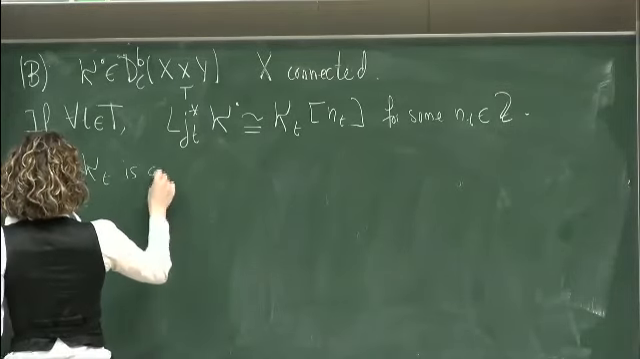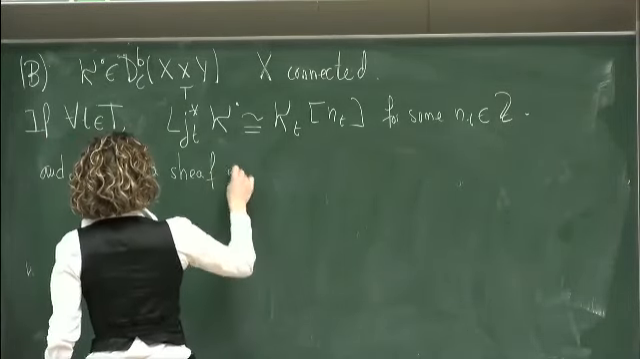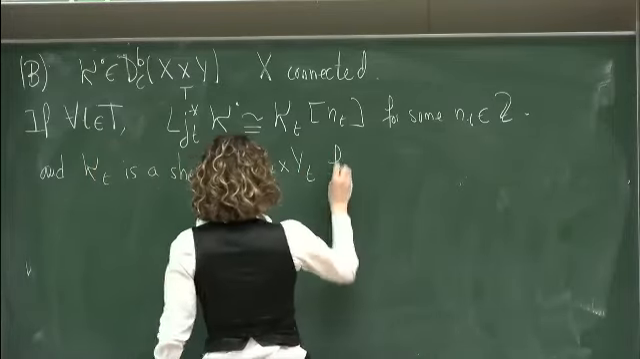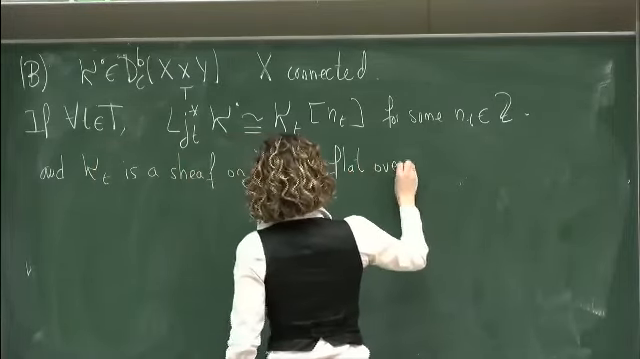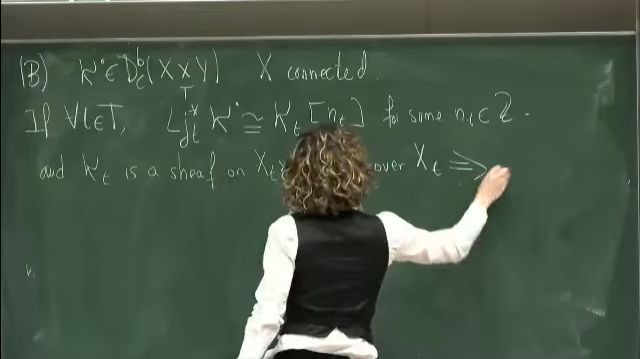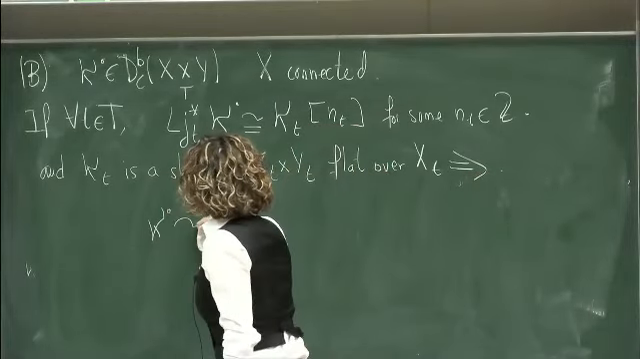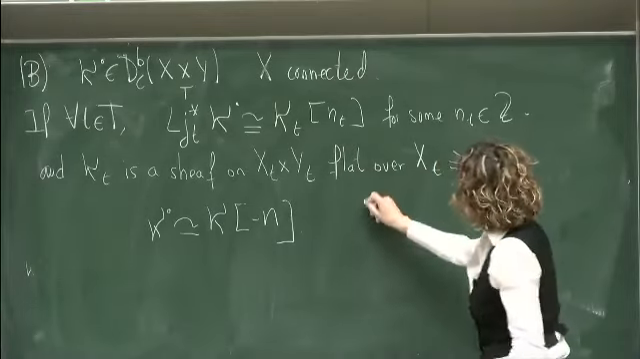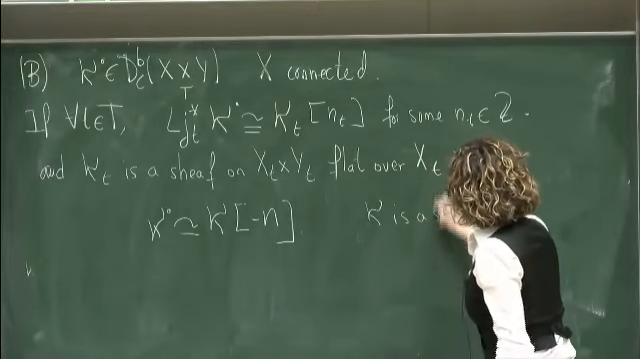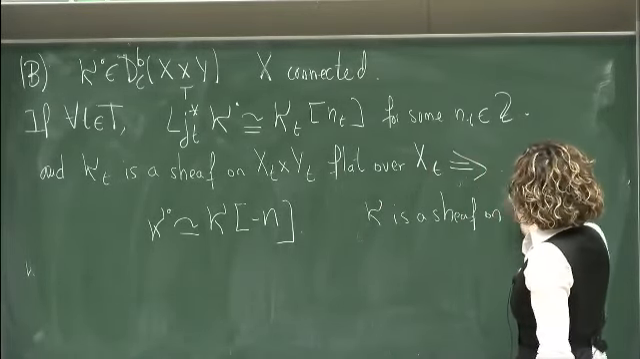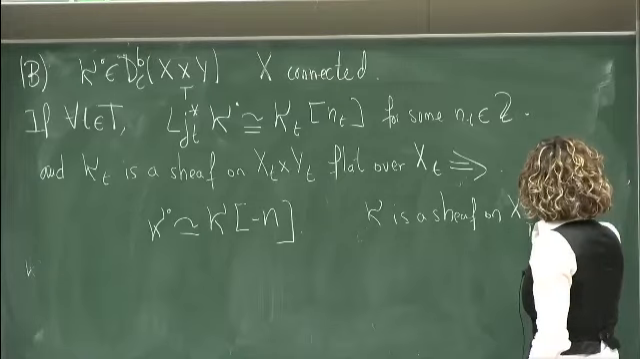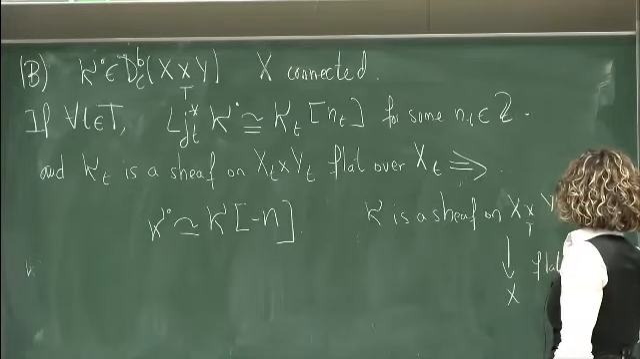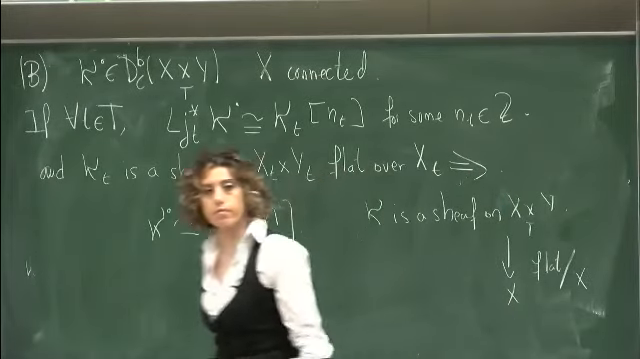and K_t is a sheaf on here, flat over the first factor, then the same happens for your kernel. This is just something like that, where K is a sheaf on the fiber product, and it's flat over X.